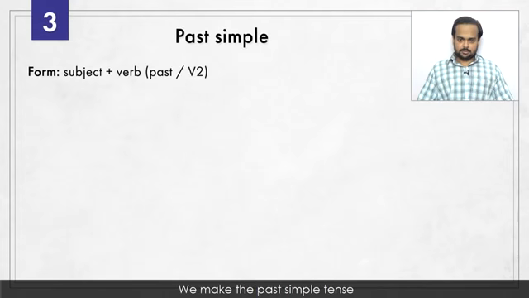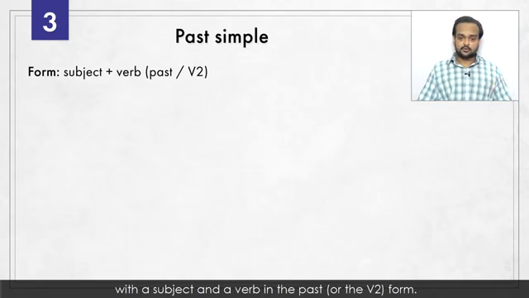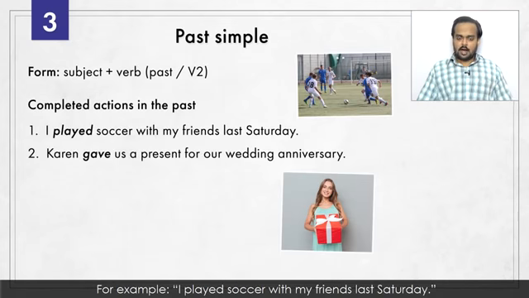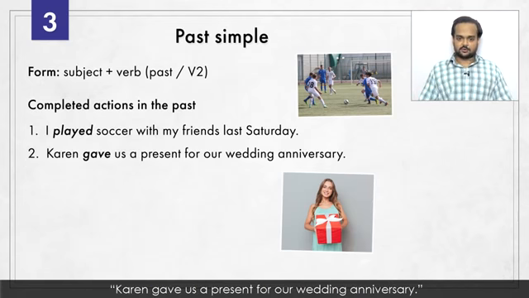Past simple first. We make the past simple tense with a subject and a verb in the past or the V2 form. This tense is used to talk about completed actions in the past. For example, I played soccer with my friends last Saturday. Karen gave us a present for our wedding anniversary.